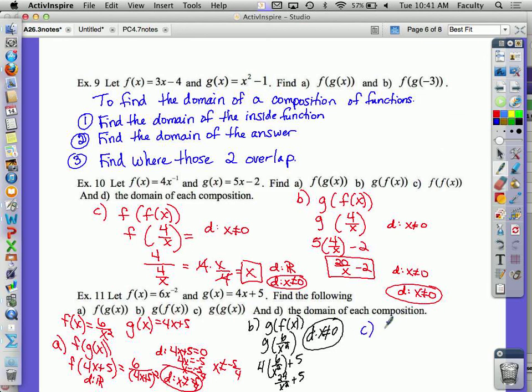All right, letter C, g of g of x. So this is g of 4x plus 5. g of x says take 4 times the input plus 5. So it's 4 times the input plus 5. So it's 16x plus 20 plus 5. So it's 16x plus 25.